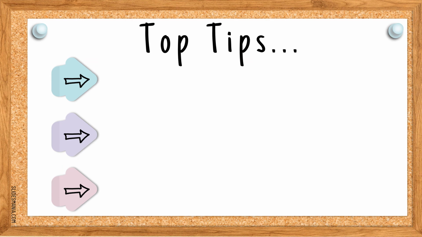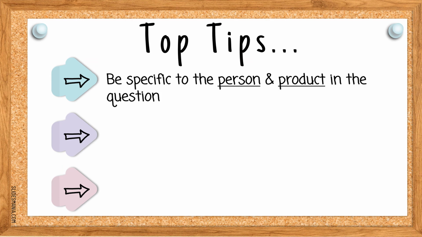So some top tips to keep in mind when you're answering your star profiling question. The first one, it's really important that you are being specific to the person and the product in the question. So it might be a very good idea to take a couple of seconds at the start of the paper, or the start of the question, to highlight the key information in the question. So for this question, we'd be highlighting primary school child and we'd be highlighting soup.